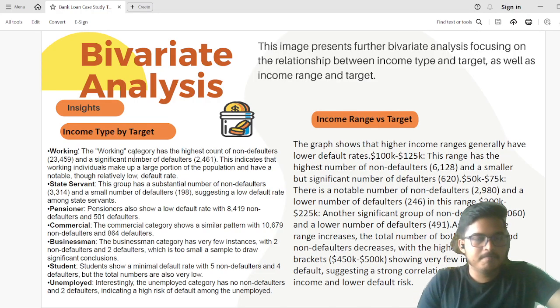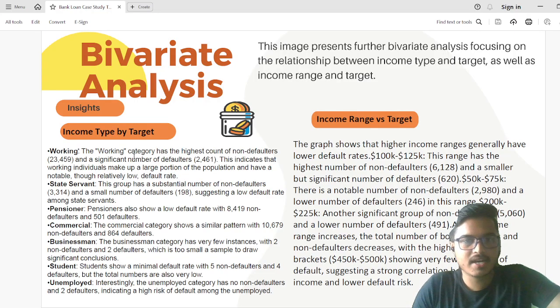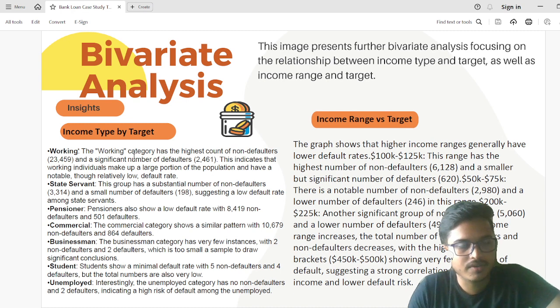So income type by target. The working category has the highest count of non-defaulters, that is 23,000, and a significant number of defaulters, that is 24,061. This indicates that working individuals make up the large proportion of the population and have a notable though relatively low default rate. The state servant group has a sustainable number of non-defaulters, that is 3,314, and a small number of defaulters, that is 198, suggesting a low default rate among the state servants.